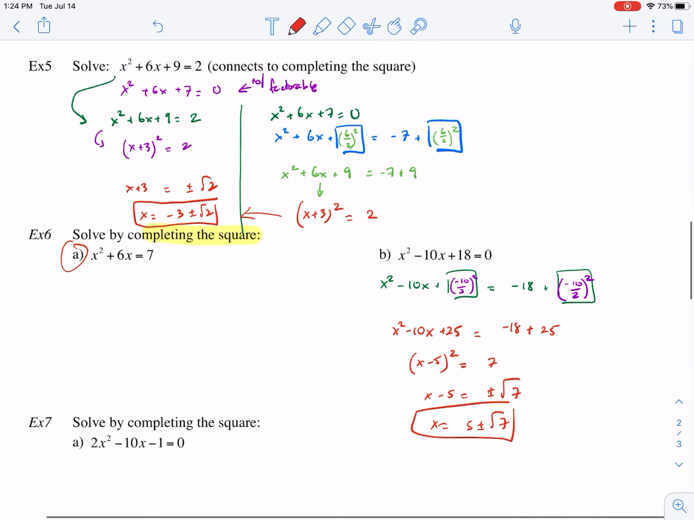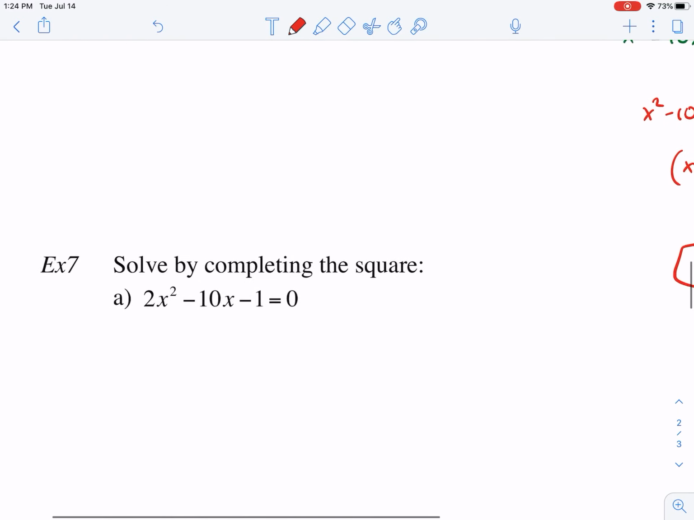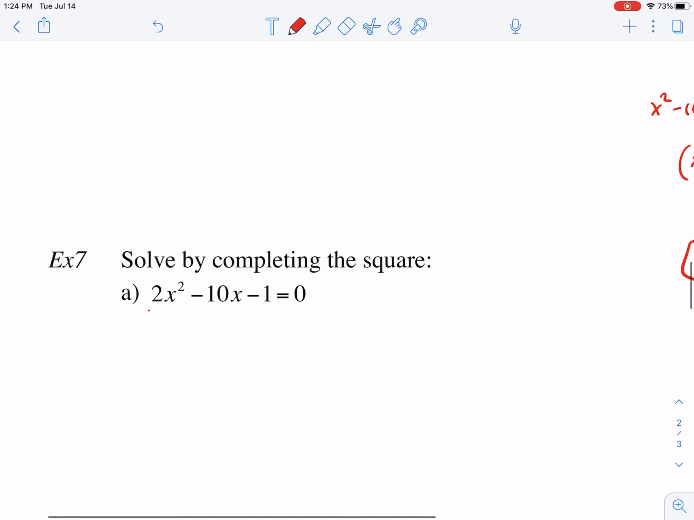For a problem that has a coefficient larger than 1, we want to make sure the leading coefficient is 1 by dividing by that coefficient. And then we can proceed solving for x.